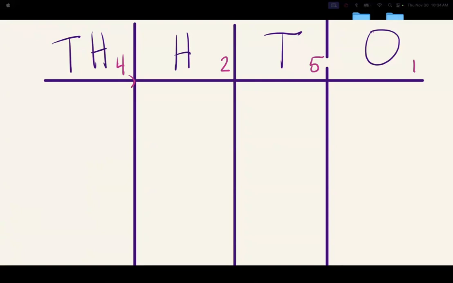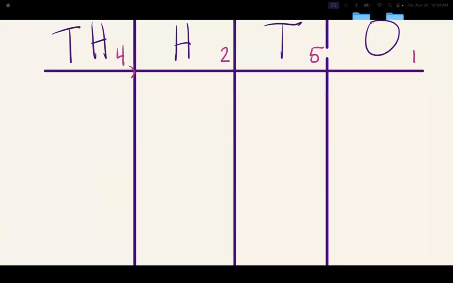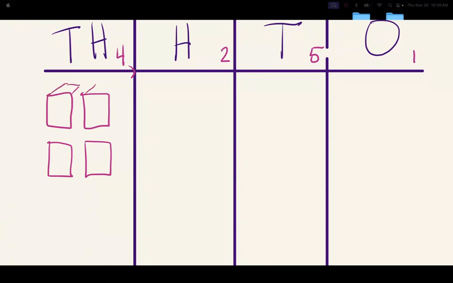Jonah, how many thousands do we have? 4,000. We have 4,000s. Mayrin, how many hundreds do we have? Oops. You have 200s. Let me try to make them a little different so they look a little different. There we go. 200s. Rochelle, how many tens do we have?